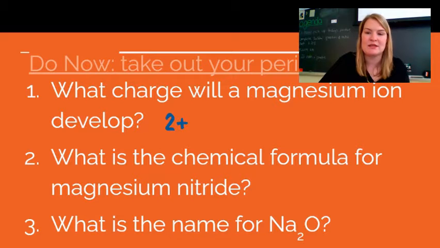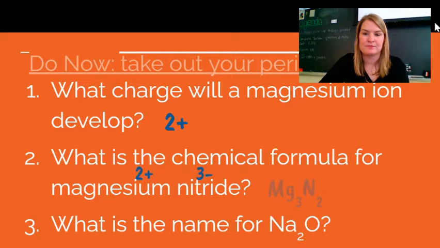Your next question, what is the chemical formula for magnesium nitride? So the first thing you're going to want to do with this one is look up what the charges will be for magnesium and nitrogen. So magnesium, we already said, is 2+. Find nitrogen on your periodic table, and it has a charge of 3-. So what would the chemical formula be? After crisscrossing those charges, you should have gotten Mg with a subscript 3 and nitrogen with a subscript 2. Remember, you just crisscross the number part, don't crisscross the positive or negative.